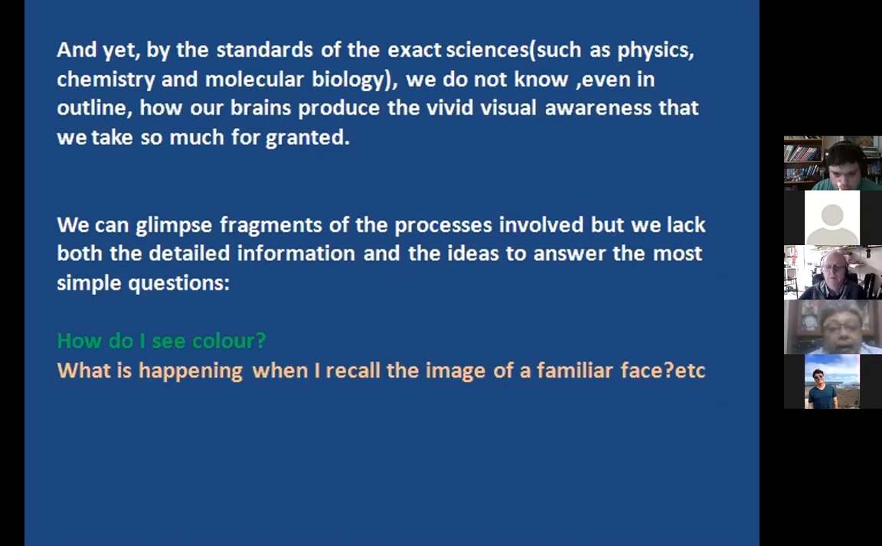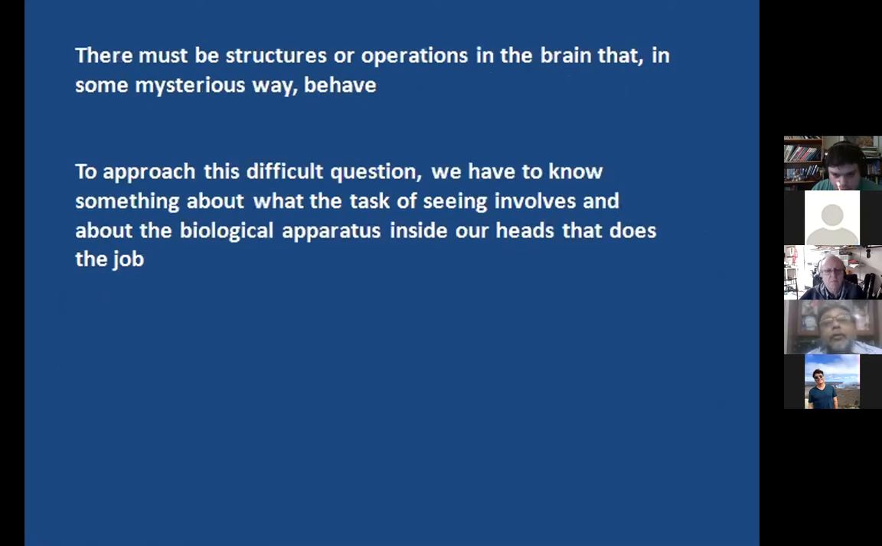How do I see color? What is happening when I recall the image of a familiar place? There must be some structures or operations in the brain that in some mysterious way behave like this. To approach this difficult question, we have to know something about what the task of seeing involves and about the biological apparatus inside our heads that does the job.